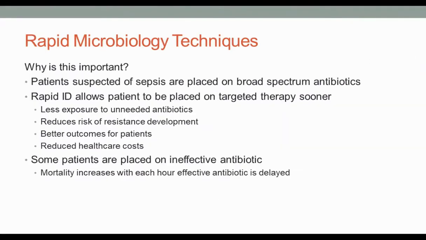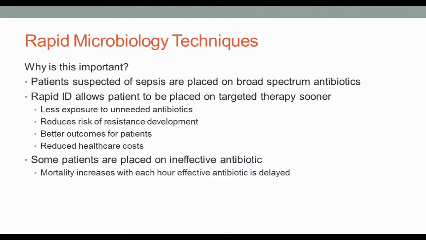Over the past 5 to 10 years, there have been a number of new diagnostics tests that allow for the rapid identification of blood culture isolates. So why is this important? When a patient has sepsis, studies have shown that the sooner they are placed on the appropriate antibiotic, the better their outcome will be. For this reason, patients that are suspected of having sepsis are placed on broad-spectrum antibiotics to treat the causative organism prior to the blood culture becoming positive.